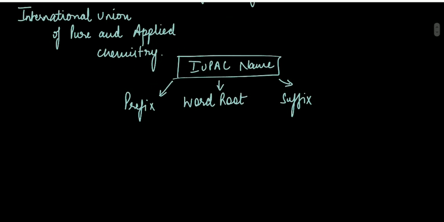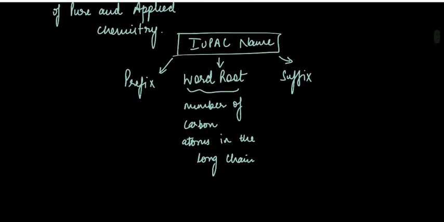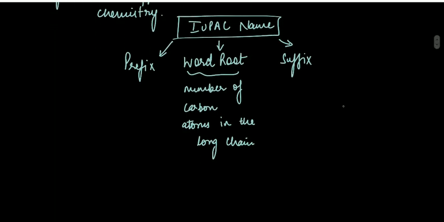The word root indicates the number of carbon atoms in the long chain. If we have carbon covalently bonded with each other, we always need to find the maximum chain, which we also call the main parent chain. How many carbon atoms are there in that main parent chain? That is what we call the word root.